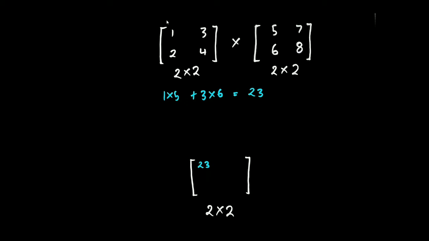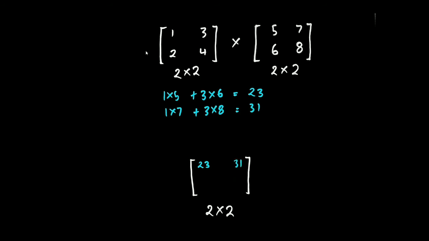And then we multiply this row to this column here. And how do we do that? We multiply 1 to 7 and 3 to 8 and add those two terms together to get 31. And we place it in the first row and the second column of the resultant matrix.